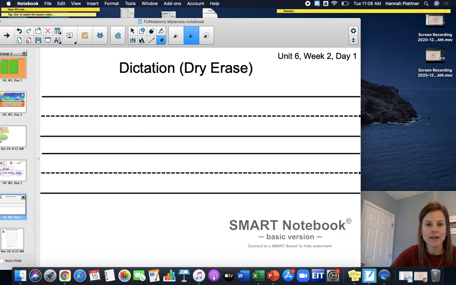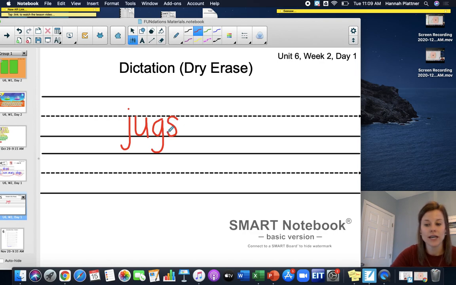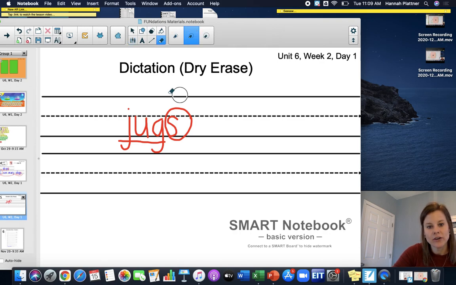Your next word, repeat after me, is jugs. Jugs. What is the base word? Jug. J-u-g. Jug. And add your suffix at the end. J. G. Z. I hear the z sound, but I know the suffix is the letter S. I'm going to underline my base word, jug, and circle my suffix S. All right, great job. If your board matches mine, go ahead and erase.